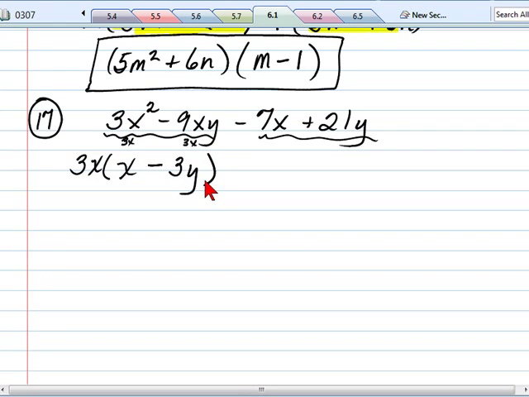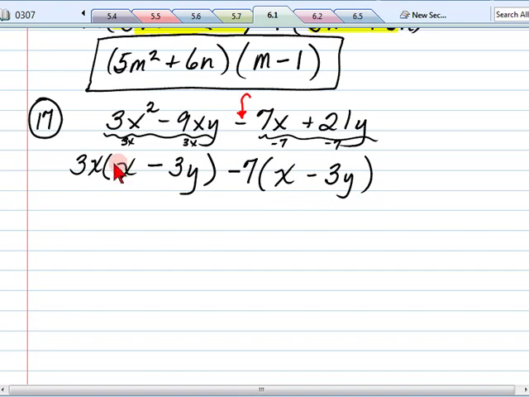Okay, so now let's look at the second group. You have a negative. Okay, it's been observed that we have a leading term of the second group that's negative. So whatever I factor out, it's got to be negative. And it's negative 7, because 7 goes into both the 7X and the 21Y. Do they have any common letters? No, so there's no variable. So I divide by negative 7. And I get negative divided by negative is positive X. Positive 21Y divided by negative 7 is negative 3Y.